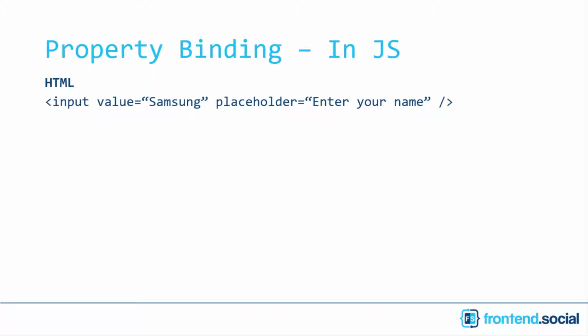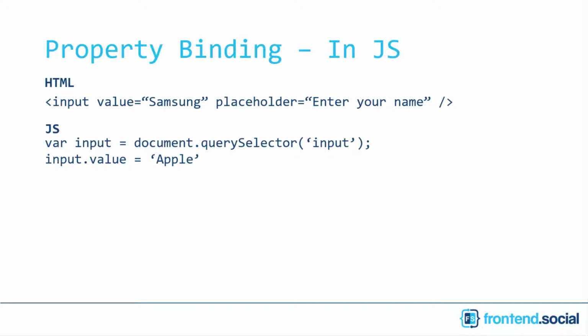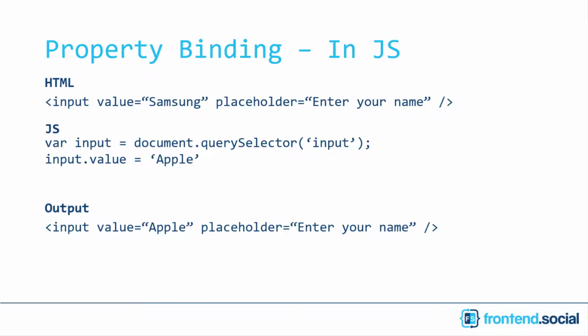Suppose you have a HTML which has an input with value Samsung, and now you want to change the value of this input to something else. How can you do that in JavaScript? You will first get hold of that input using document.querySelector input, and then you will say input.property name, which is value, then you change the value to Apple. And as soon as you do that, you will see the value has been changed to Apple. That means you modified the property of the input element.